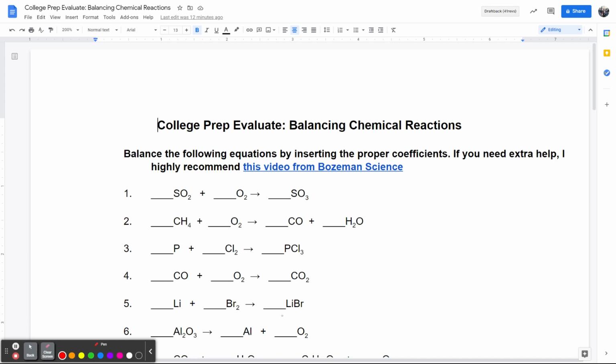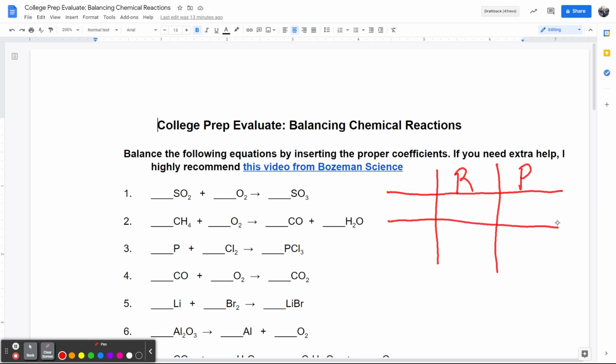But this worksheet is all about practicing and making sure that everything that you have on the left of the reaction in the reactants, you also have on the right of the reaction in the products. So I'm going to look at question number 1, and it says SO2 reacts with O2 to produce SO3. So the very first thing that I'm going to do is make a table, and in that table, I'm going to split it into my reactants and my products. The next thing that I'm going to do is break my table down into the elements that I have. So I have sulfur and I have oxygen.